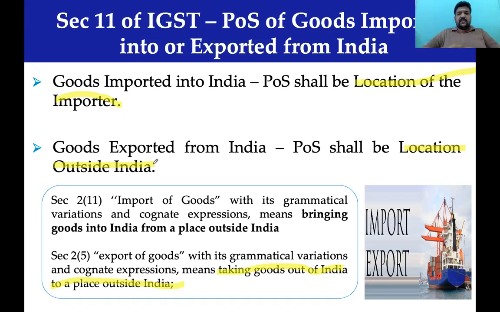Any thought process? Why is the location of importer needed? I do understand, no doubt about it. If you are going to import goods, you can close your eyes and say interstate supply, sir. You don't need to refer to anything. But then why do you again come out and say the location of the importer is going to be the place of supply? When import always means interstate supply, why then is the marking of place of supply the question before us?